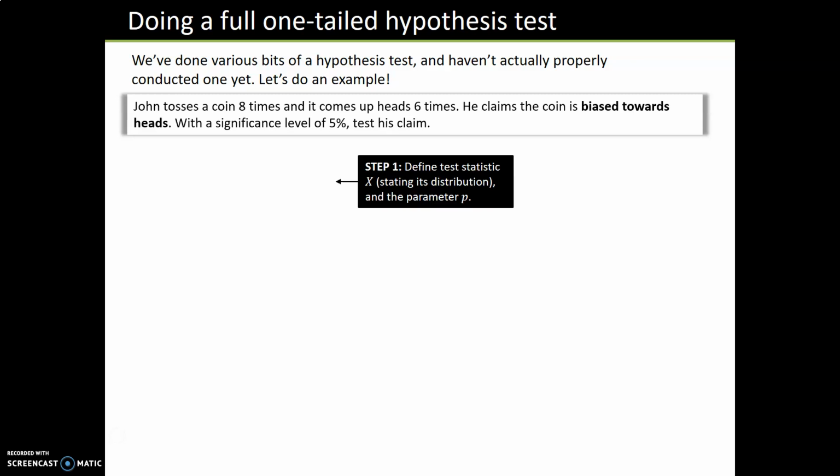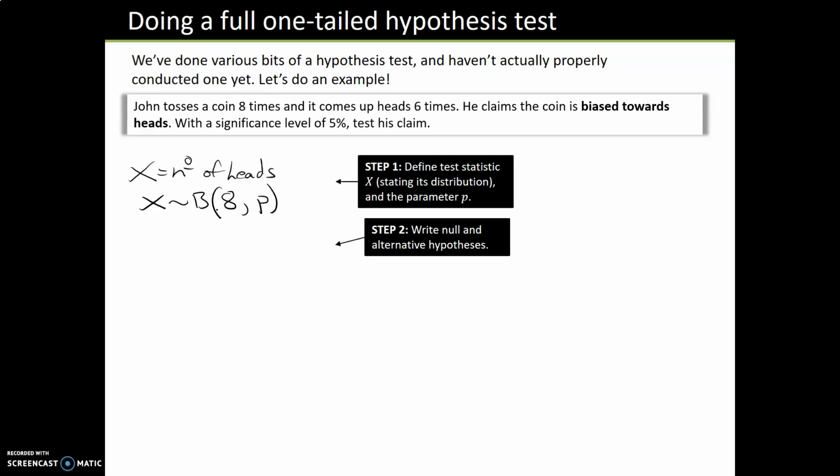The first thing we need to do is to define my test statistic. We've done this already before. My test statistic here is going to be the number of heads, X. And it's true in this case that X has a binomial distribution, right? I'm tossing the coin 8 times, and my parameter, the thing I don't really know, is p. I'm testing whether or not the coin is biased, so p would be the probability of getting heads.